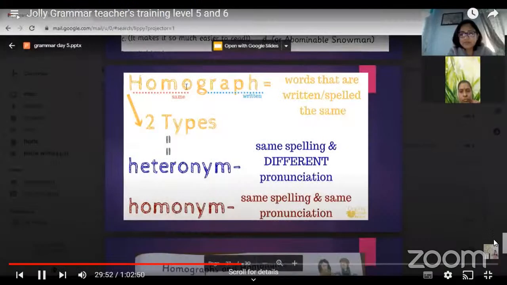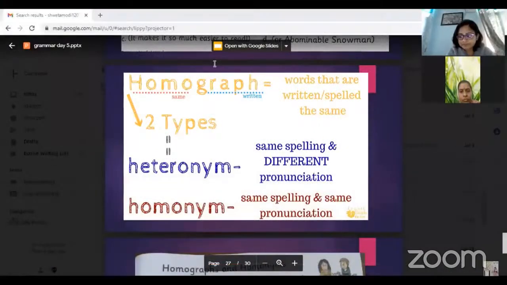It will be homonym. Can you give me some more examples? When you have the same spelling and same pronunciation, but the meaning is different, then it is a homonym, right? But if you have the same spelling, but the pronunciation is different, then it is a heteronym.